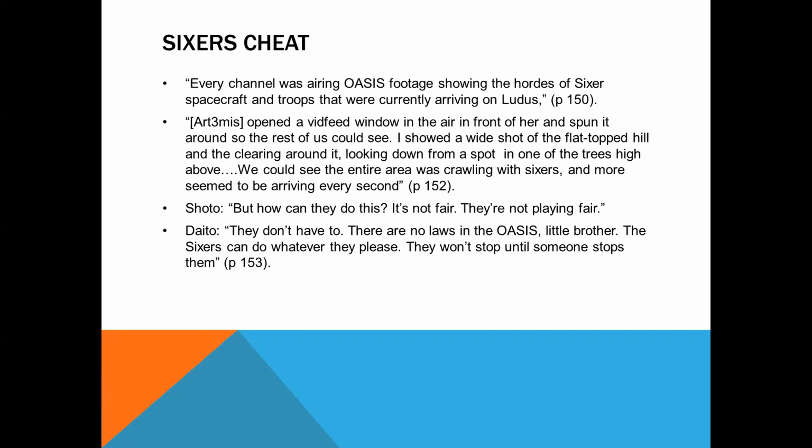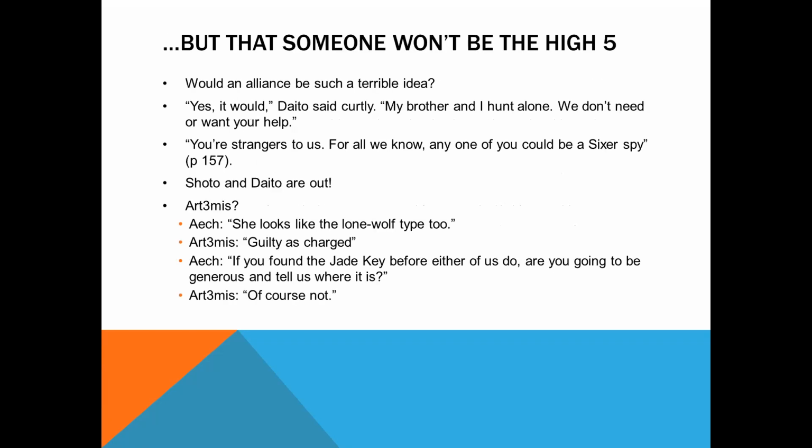Sixers can do whatever they please. They won't stop until someone stops them. But it turns out that someone won't be the high 5 because when Wade asks, would an alliance be such a terrible idea? Daito says it would. He and his brother hunt alone, much in the same fashion as Wade and H, who hunted alone previously. And he says, we don't want your help and you're strangers. After all, any one of you could be a Sixer spy, he points out. So Shoto and Daito refuse the offer.